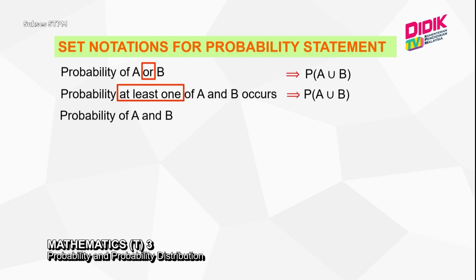Next, probability A and B. So the key point here is AND. This is indicated by A intersection B.